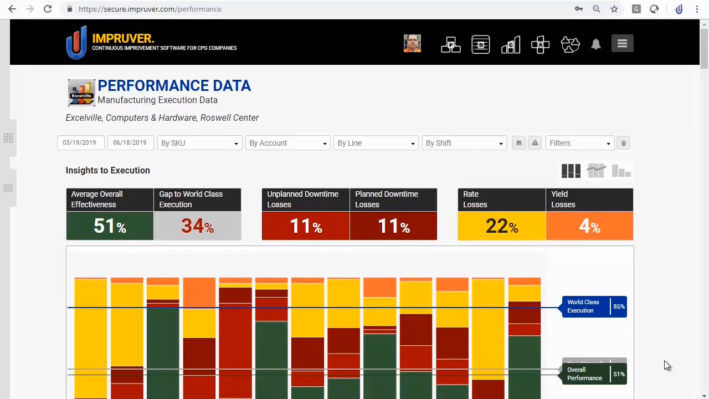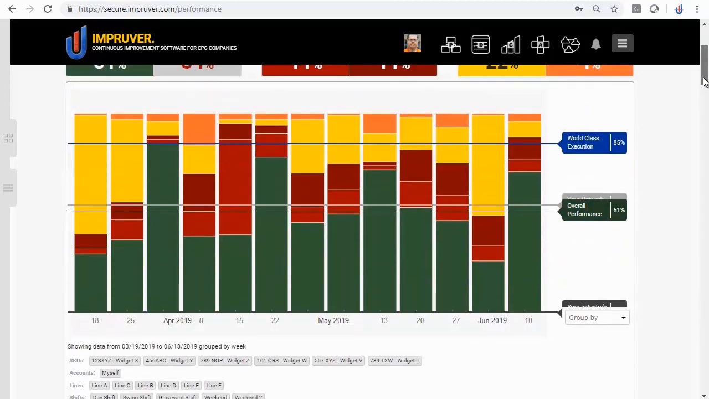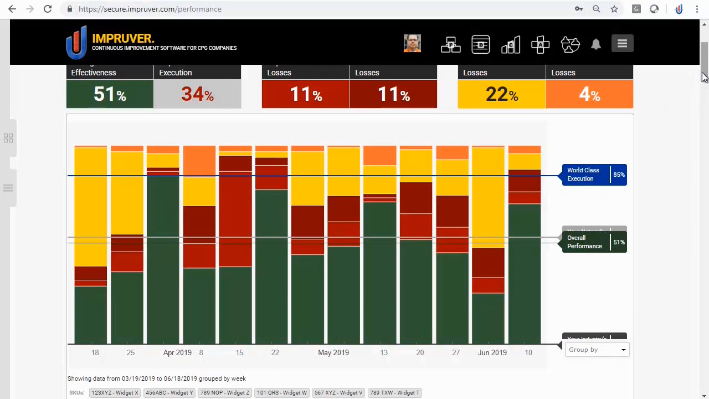In this video, you'll learn to use the performance analytics feature built into Impruver. When you first log into Impruver, the default home page is the performance data page. This gives you a quick overview of how performance is trending over time. By default, it will show weekly performance over a 13-week period.